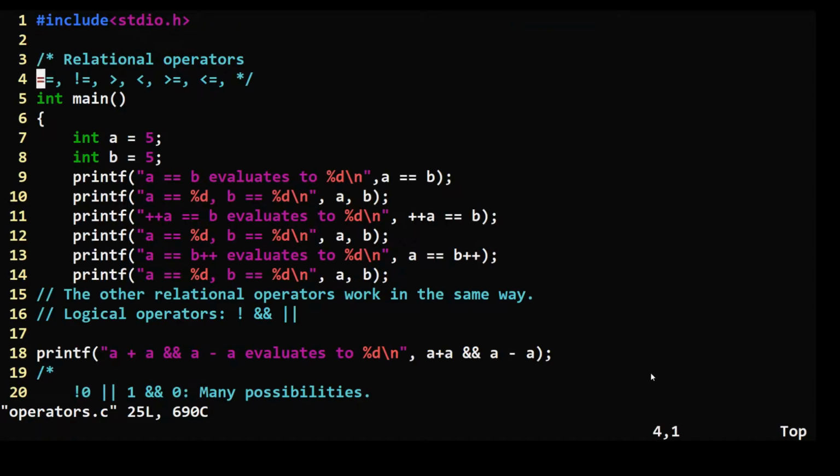Now we can come to the logical operators. This one over here is not. This is the logical and, and this is the logical or. So A plus A, logical and, A minus A. So I'm just going to say not, and, or, and imply for the rest of this video that those are the logical variants. So A plus A and A minus A evaluates to, let's have a look.